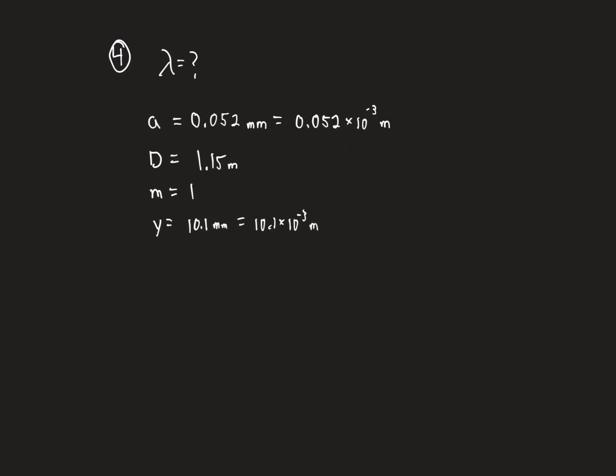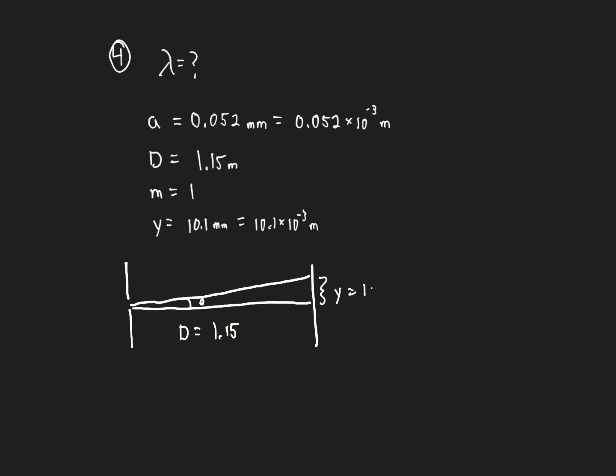Okay, let's draw a picture of what this looks like. So I have a single slit. I'm going to shine some light. That light's going to shine and find a dark spot somewhere up here. I have this distance. This is my angle theta. This is my Y. This is my D. D is 1.15. Y is 10.1 times 10 to the negative 3.